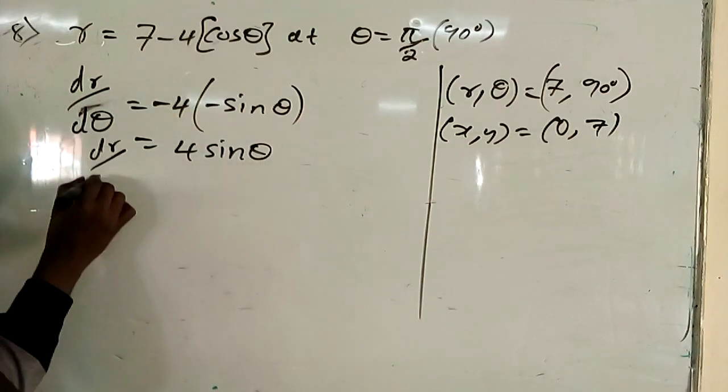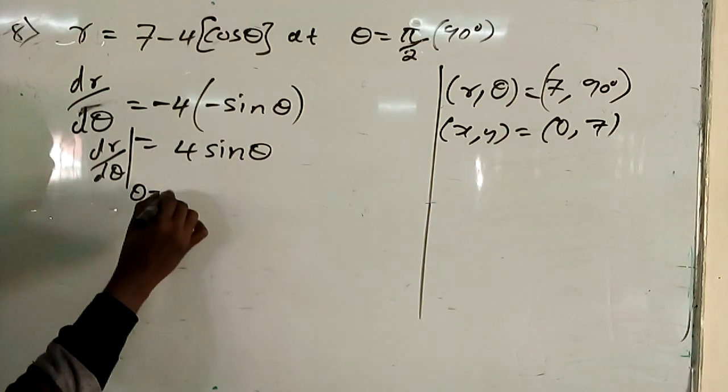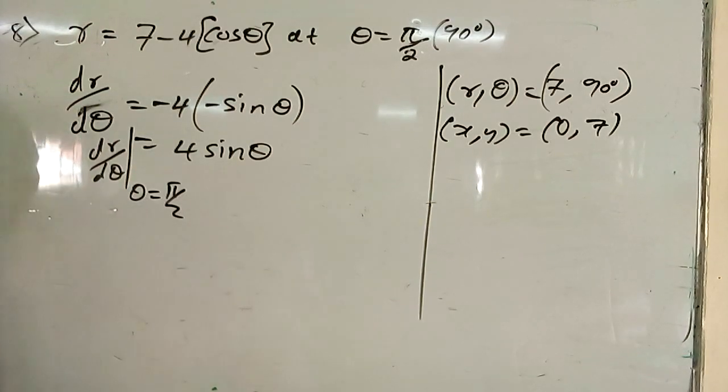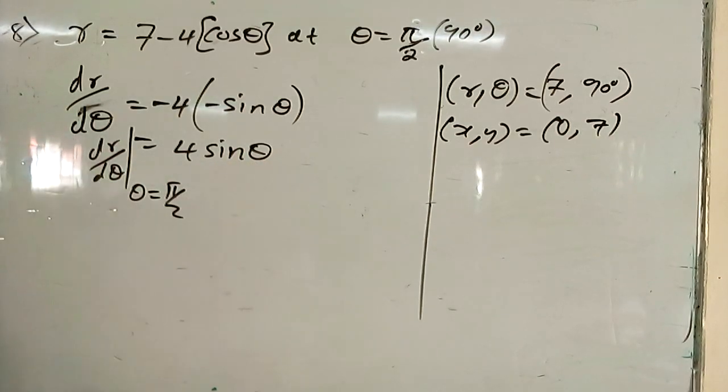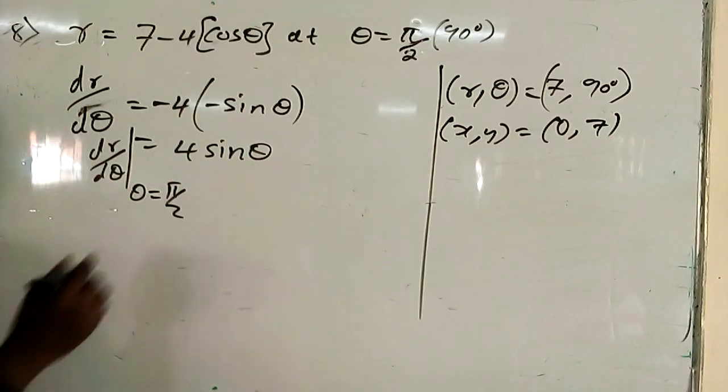So what is dr over d theta when theta is pi over 2 or 90 degrees? Where there is theta, if you put pi over 2, what do you get to be dr over d theta?